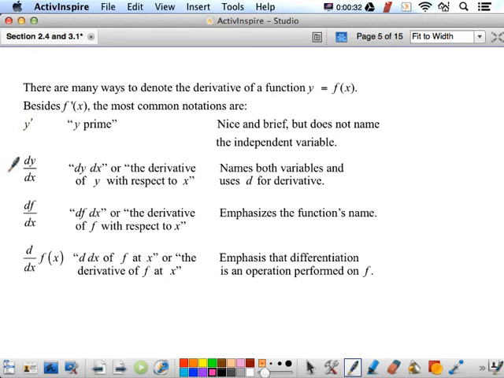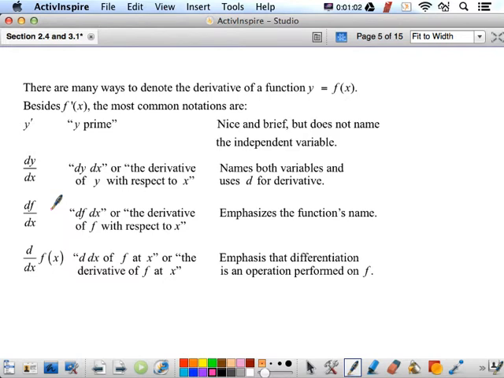The independent variable is the one that acts as the x value. dy dx, written like this, is either just said "dy dx" or "the derivative of y with respect to x," and it's nice because it names both variables and uses d for the derivative. If we say df dx, or the derivative of f with respect to x, it emphasizes the function's name. So if you have 3 or 4 functions and you name them different things, this is a nice notation because it emphasizes the function's name.